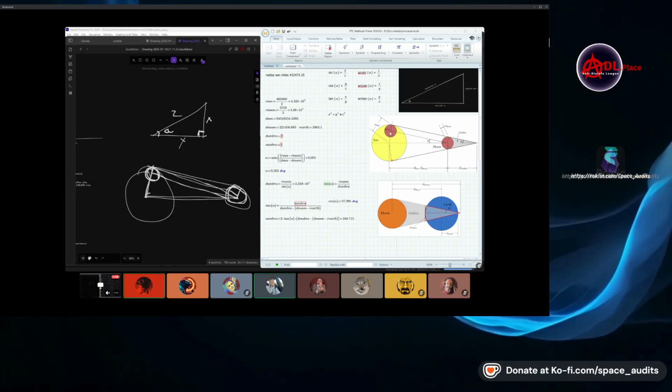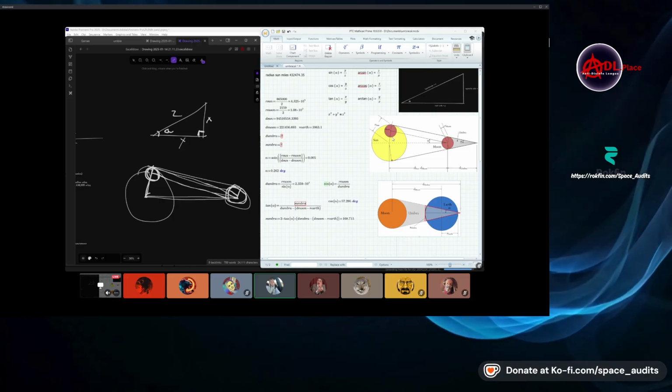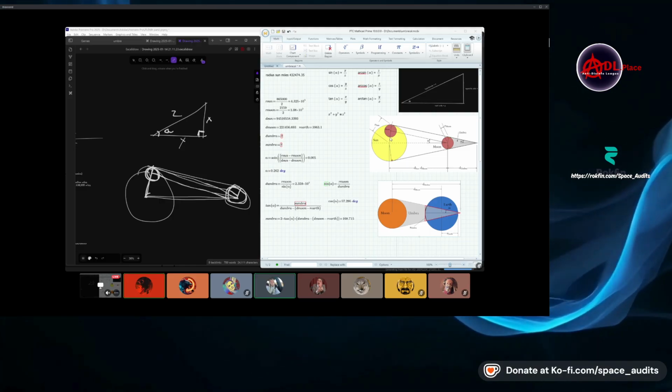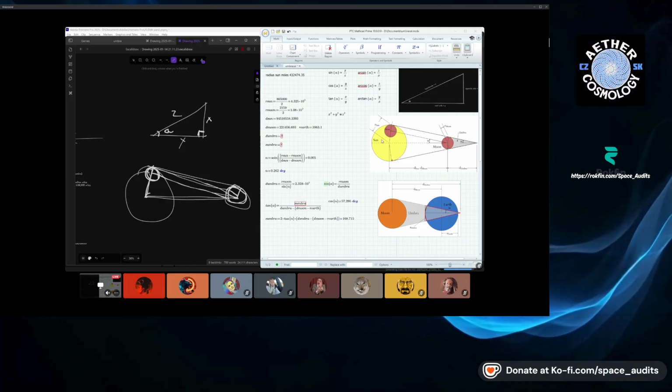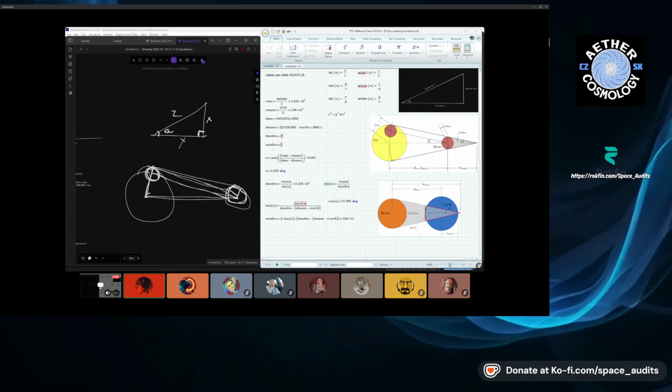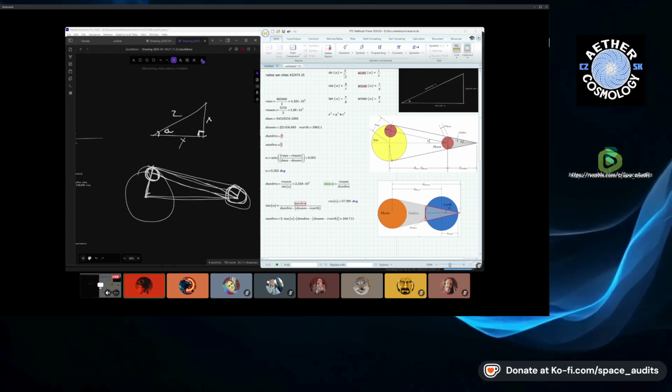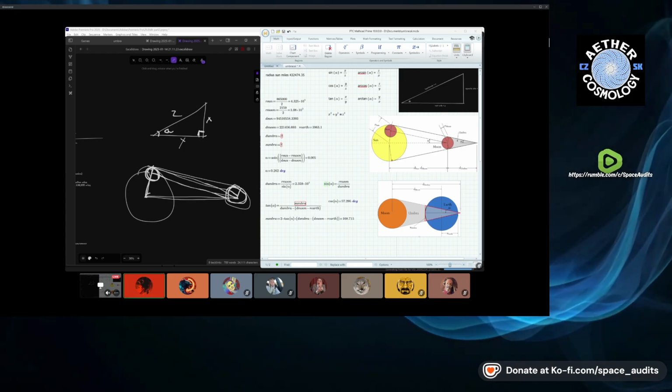Would that just be like the Pythagorean theorem? Like a squared plus b squared? No, we're gonna use the sine, cosine, and tangent.